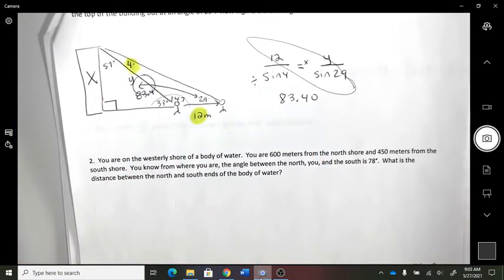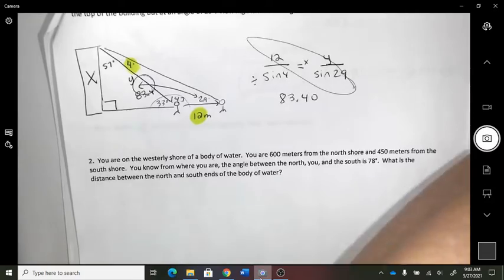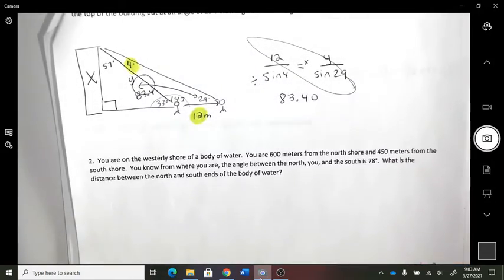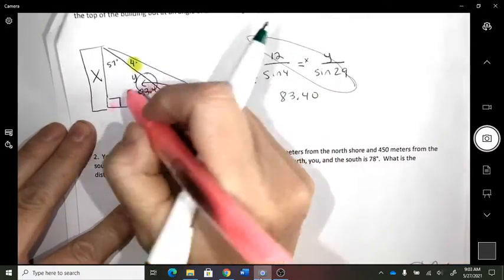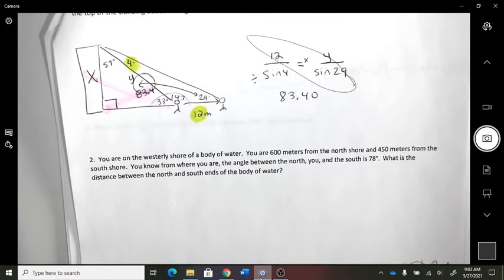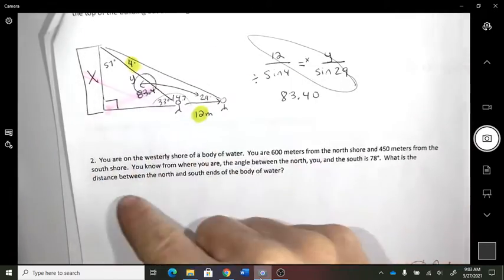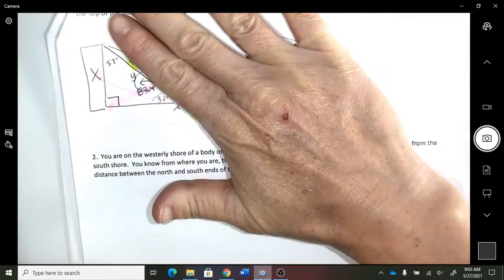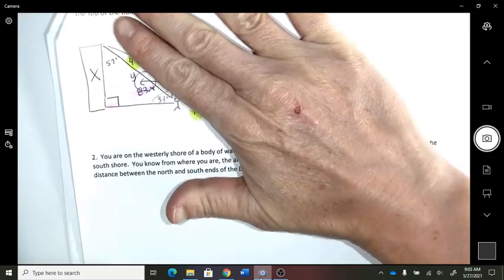Okay, so I'm going to put that there. Now, I think I have enough info to get X. Do you see? I can do another sine law in that triangle. You have to make sure that when you're doing pairs, both of the pairs you're using are in the same triangle because there's a bunch of different triangles going on. Here I'm using pairs from the same triangle.